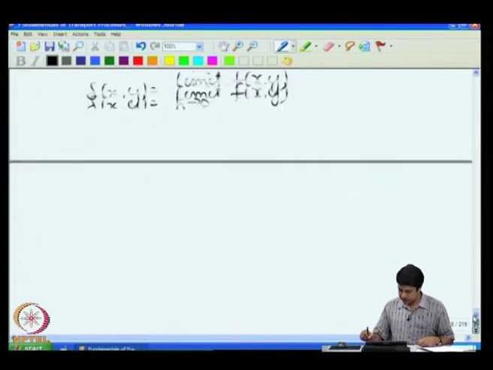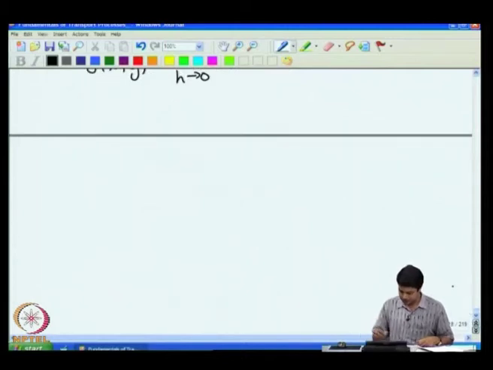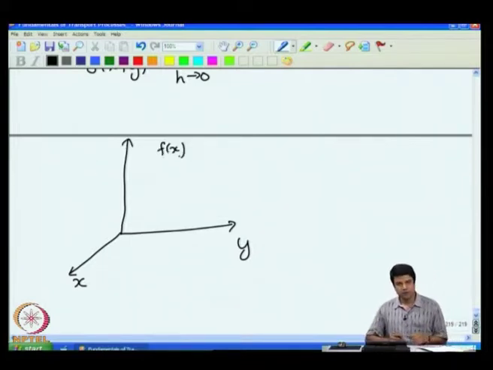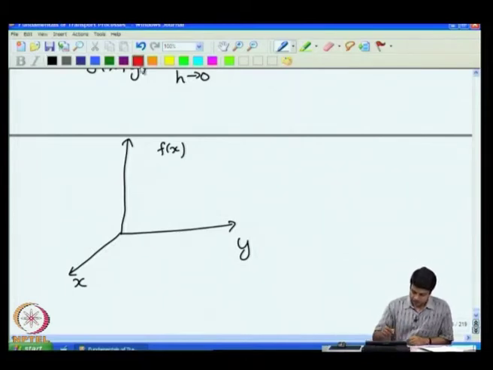So, to visualize this, we can visualize it in 3 dimensions. Let us say that I have x, y, and this is f of x. This f is non-zero only when x is between h by 2 and minus h by 2, as well as y is between plus h by 2 and minus h by 2.